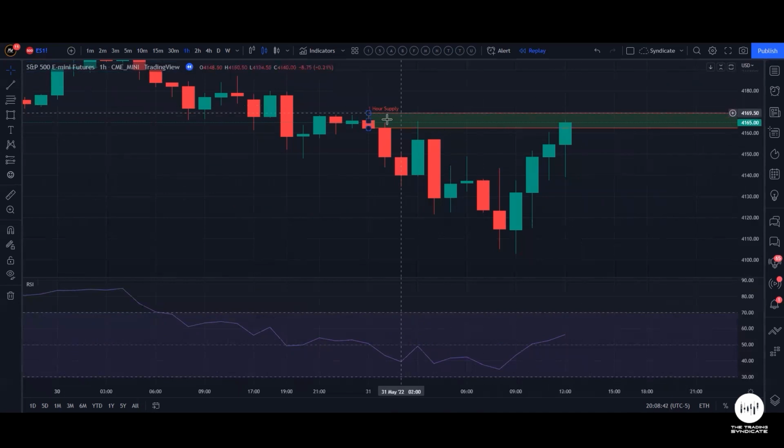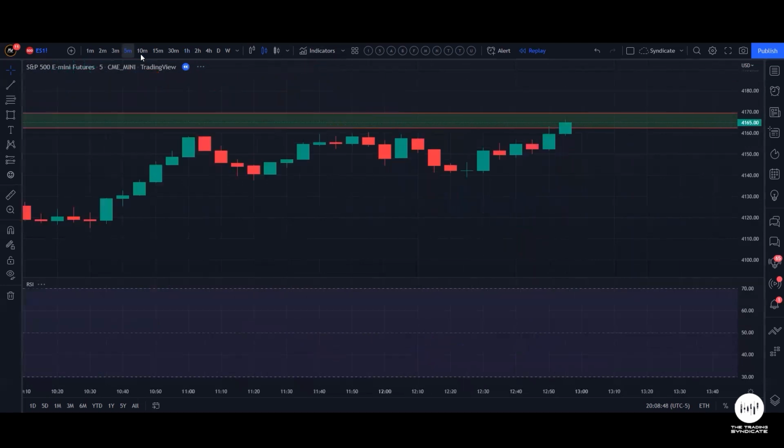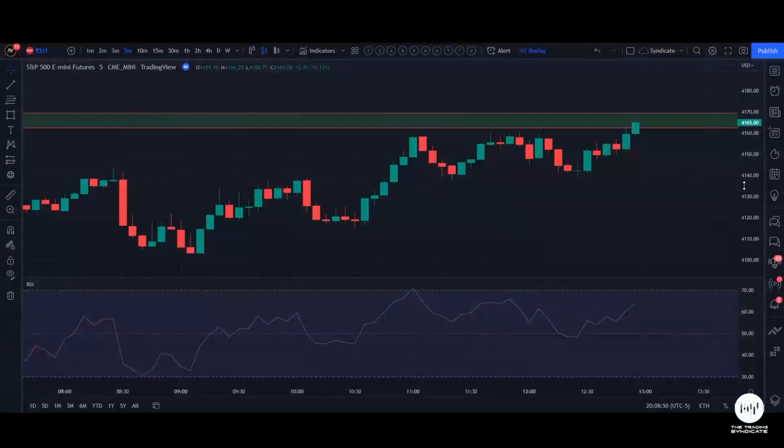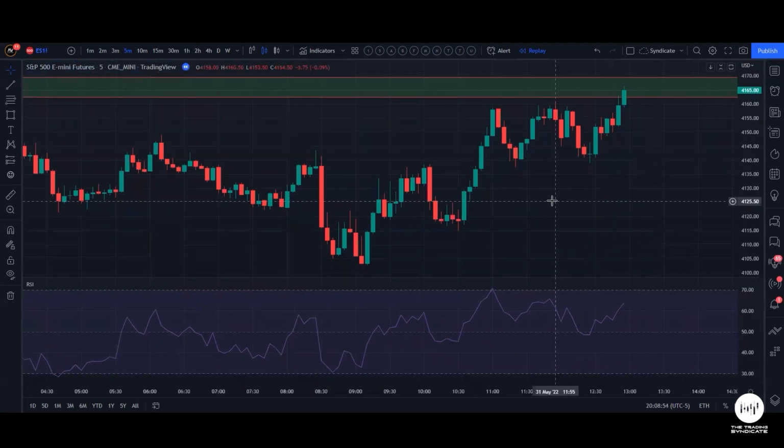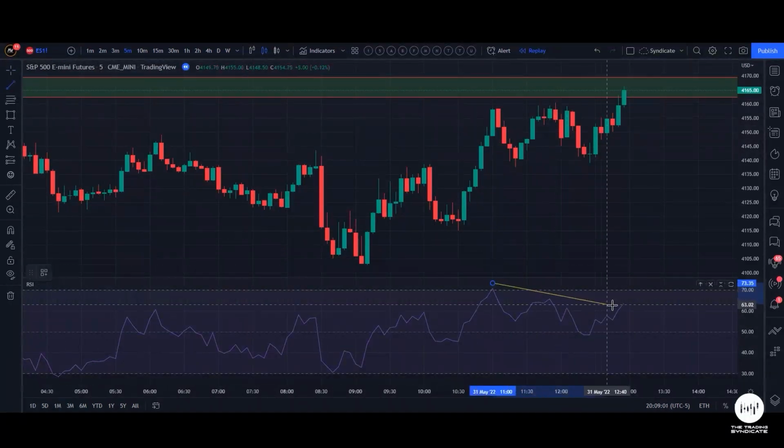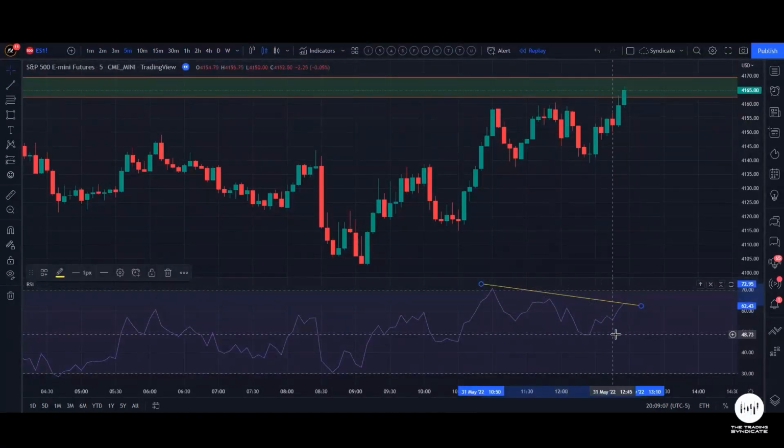Let's go ahead and take a look at this 1 hour supply zone where price is currently within it. If we scale all the way down to the 5 minute charts, let's go ahead and take a look at what is happening coming into this level. Well, we'll see that new highs were made on each of these streaks right here. And if I add a trend line to compare each of those highs with the RSI, you'll notice that, of course, we have bearish divergence going on.